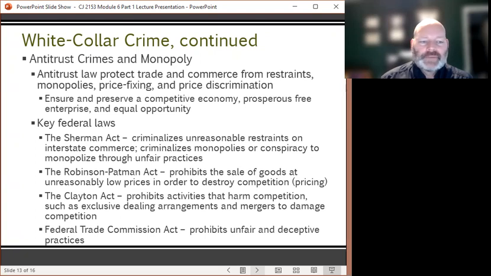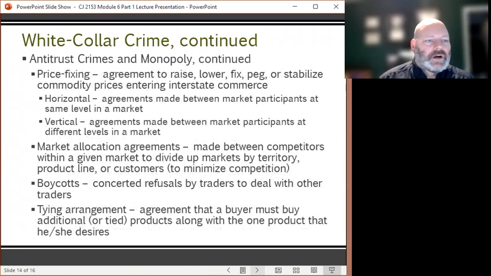The Robinson-Patman Act prohibits the sale of goods at unreasonably low prices in order to destroy competition. So this act deals primarily with pricing. The Clayton Act prohibits activities that harm competition, such as exclusive dealing arrangements and mergers to damage competition. And the Federal Trade Commission Act prohibits unfair and deceptive practices. Price fixing is one of these antitrust crimes. It is an agreement to raise, lower, fix, peg, or stabilize commodity prices entering into interstate commerce.